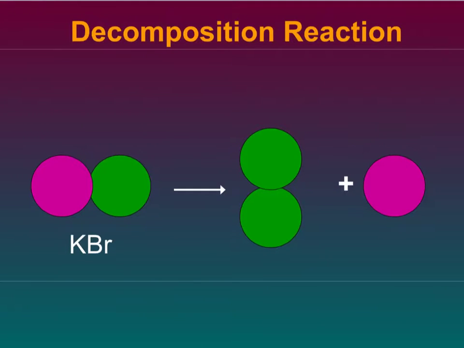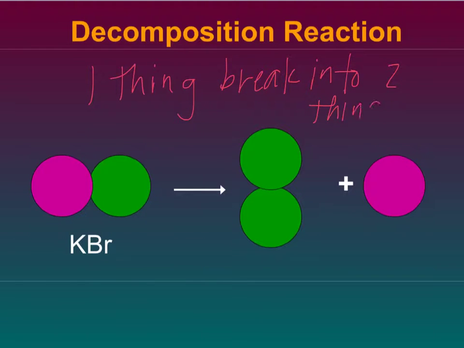So the second type of chemical reaction is a decomposition reaction. If we take a look at this word, decomposition, okay, you look right here, decompose. So if you think about what it means to decompose, you have one thing that breaks into two. Again, you have one thing, it decomposes, breaks down into two different things.